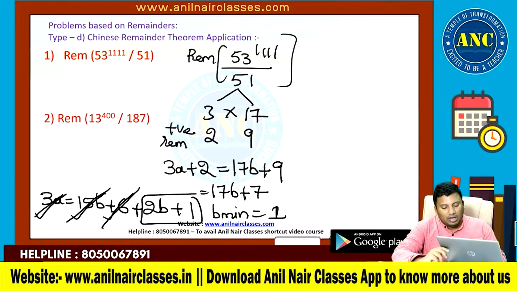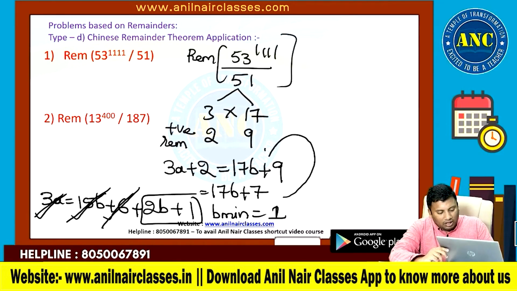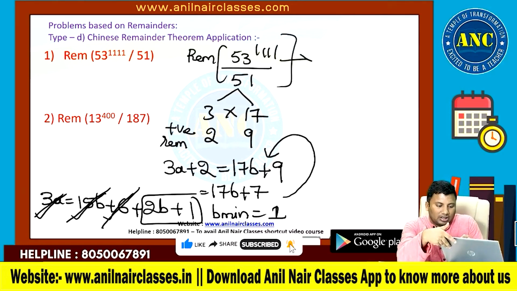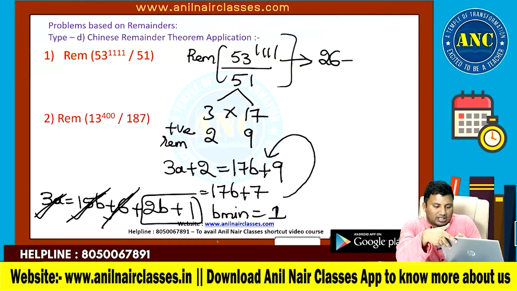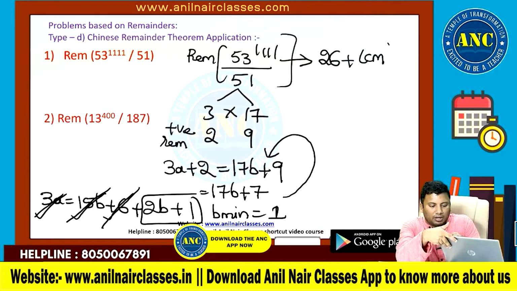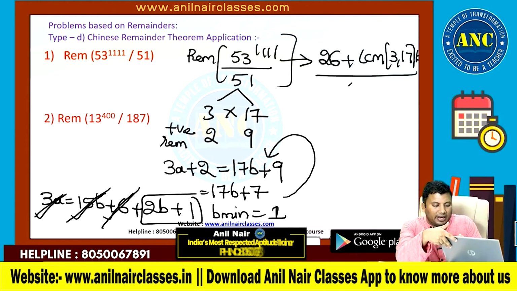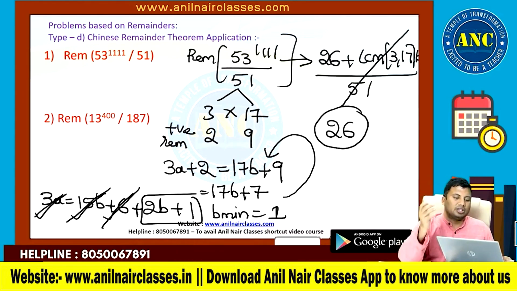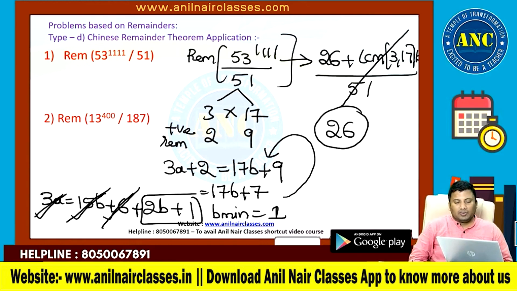Anand, if b minimum is 1, the value will become 17 plus 9, 26. That means the lowest number is 26, and it is divisible by 3 and 17. Divided by 51, this will get cancelled and it will give an answer 26. I hope the idea is clear.